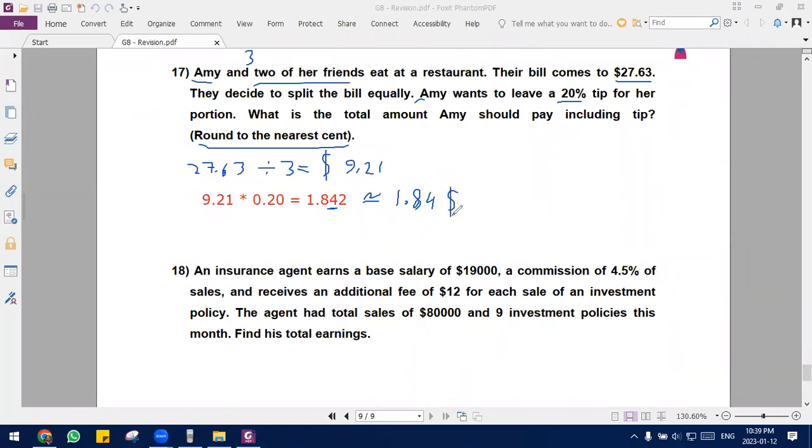So this is the tip that she paid. Now we need to find the total that she pays. It's $9.21. This is for the bill plus $1.84 with the tip. And then when you add them, it's $11.05. Don't forget the unit. So this is how much she should pay in total.